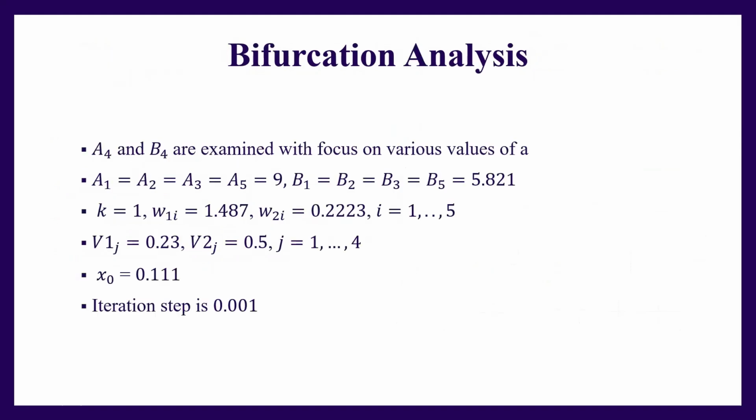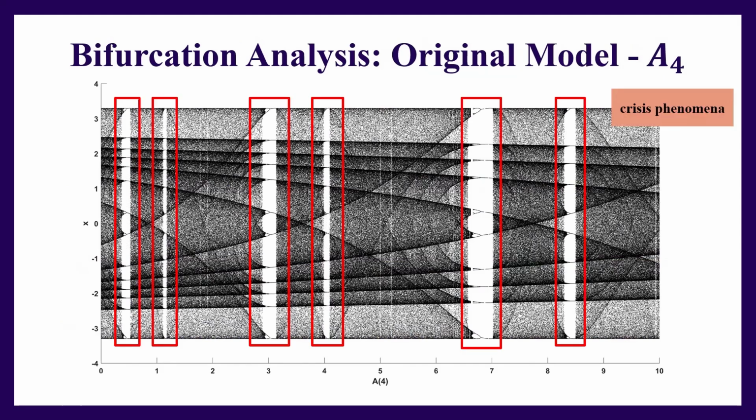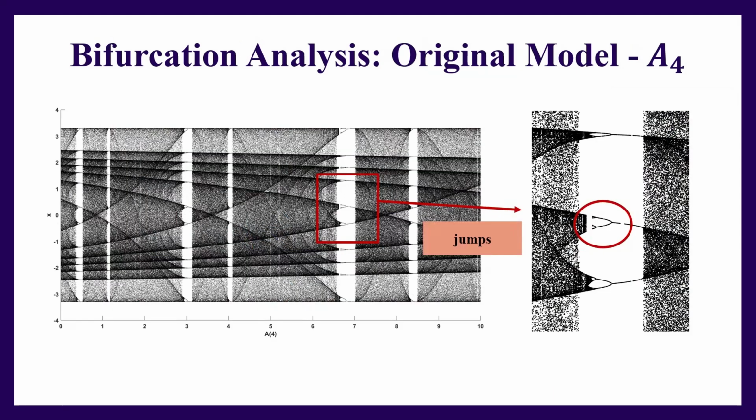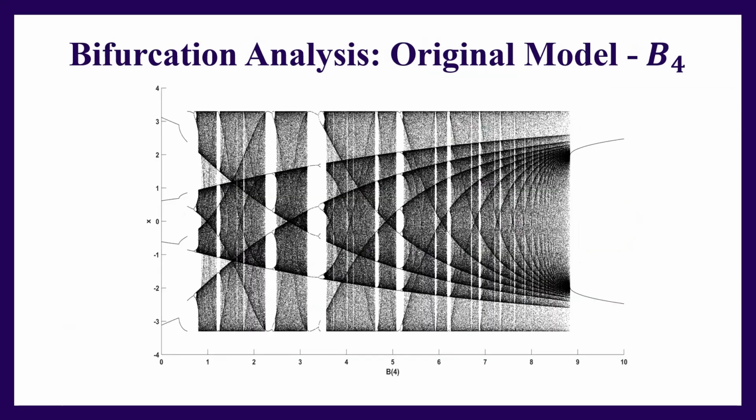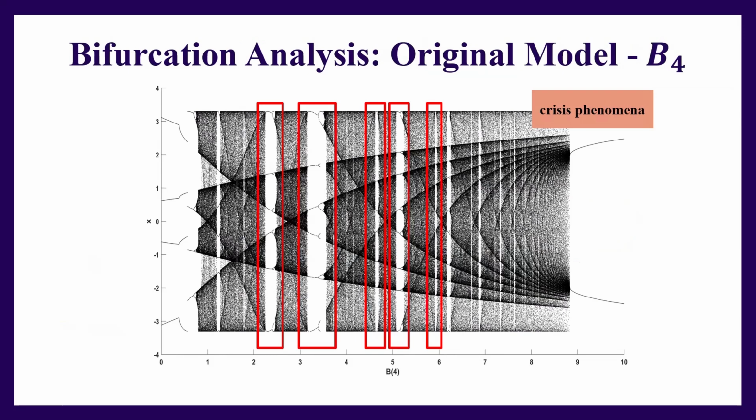To understand how the system behaves under different conditions, we did bifurcation analysis with focus on the parameters A4 and B4. In the original model, we saw some basic and typical chaotic behavior. For example, crisis phenomena, some jumps, and the same behavior in the parameter before. Here the system settles into a periodic state with period 2. Again, crisis phenomena, jumps.